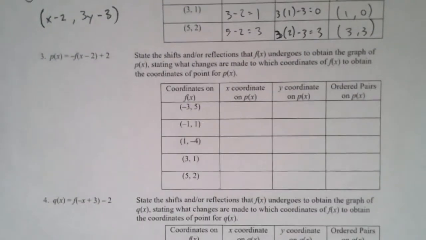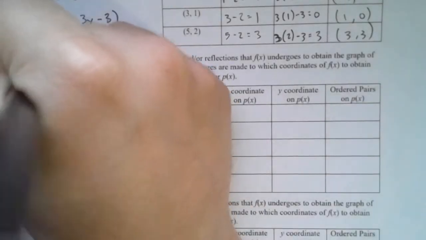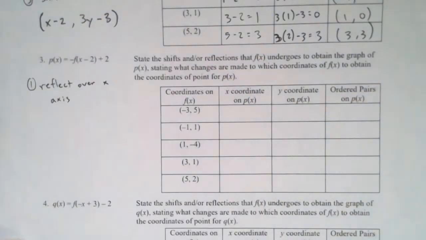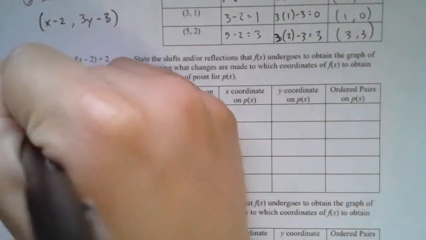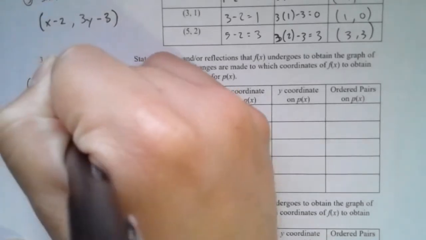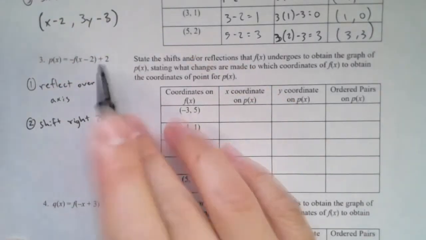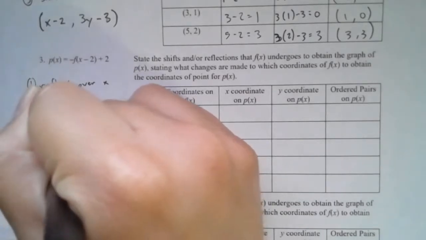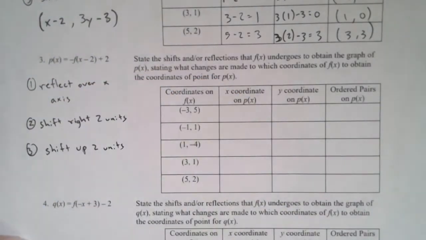Number 3, I have the negative in the front here, so it's a reflection, or you reflect over the x-axis. I have a minus 2 in f of x minus 2, so this is a shift right 2 units. Then I have plus 2 out here, so it's a shift up 2 units.